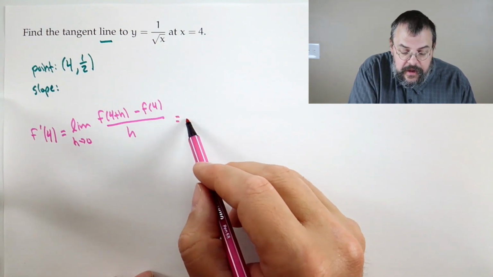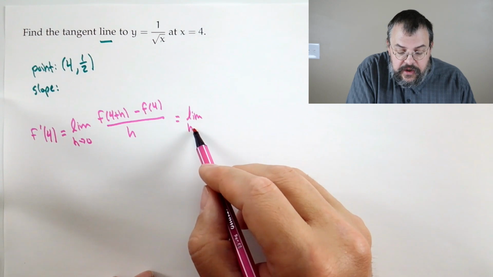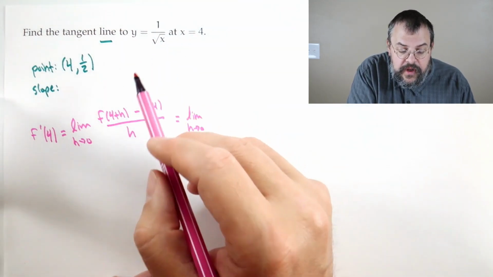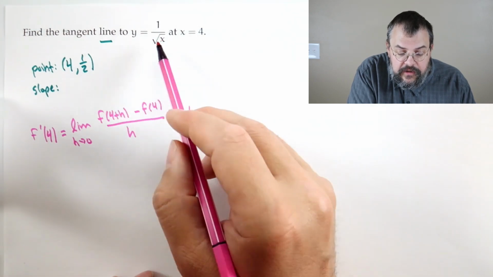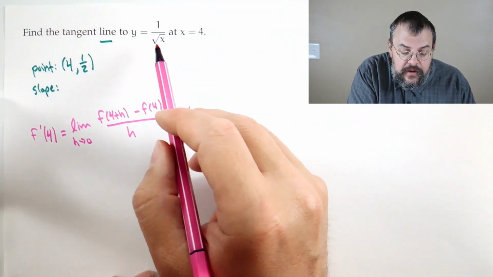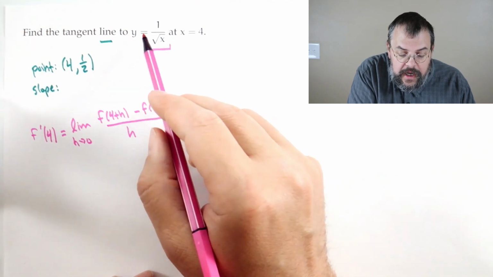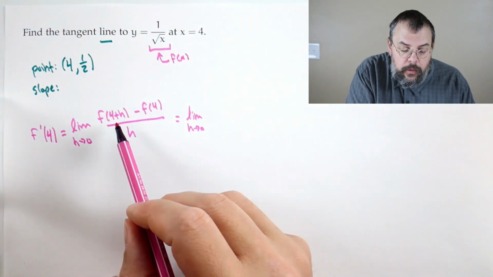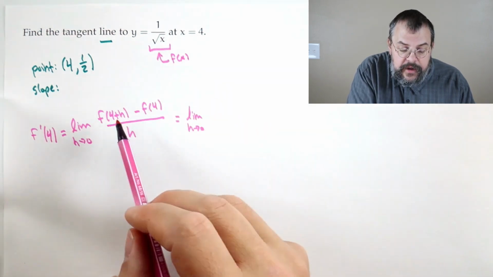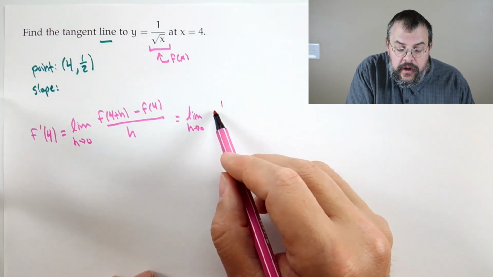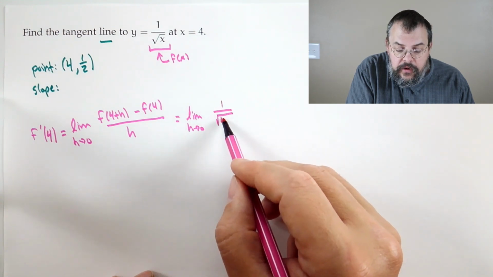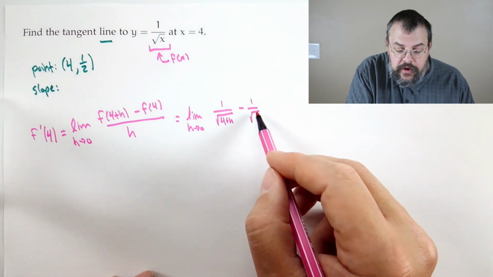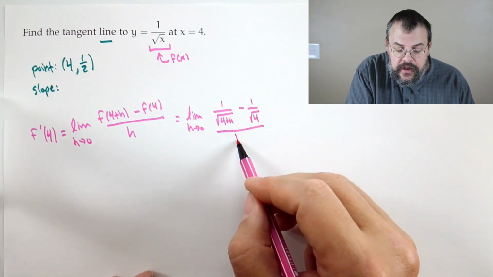So this is the limit as h goes to 0 of, now I'm going to plug 4 plus h into the function. See this function right here, we've written as y equals, really this is our f of x. So wherever I see an x, I'm going to replace it by 4 plus h. So 1 over square root of 4 plus h, then minus 1 over square root of 4, all over h.